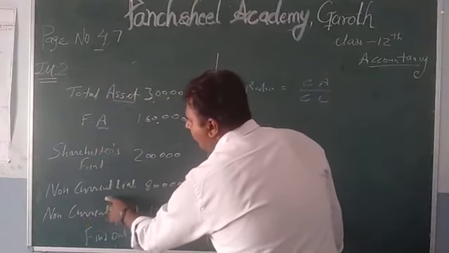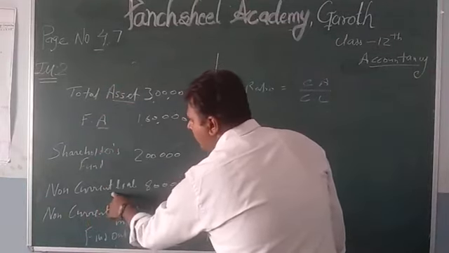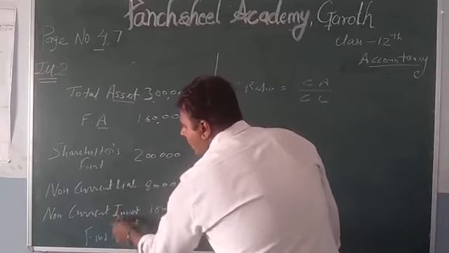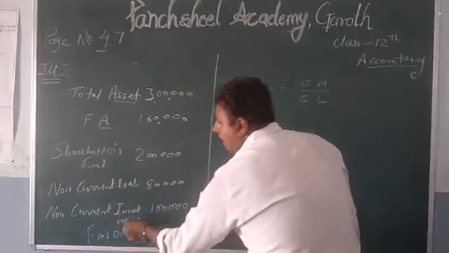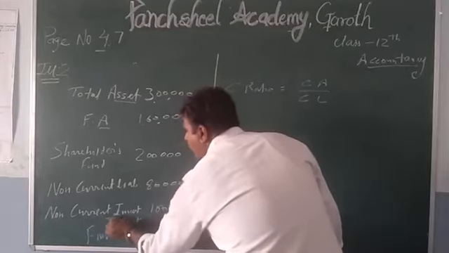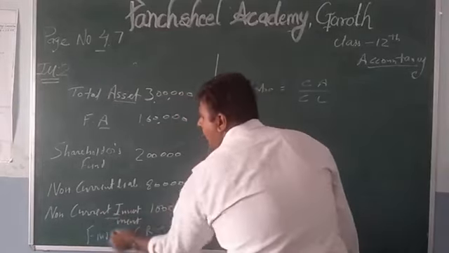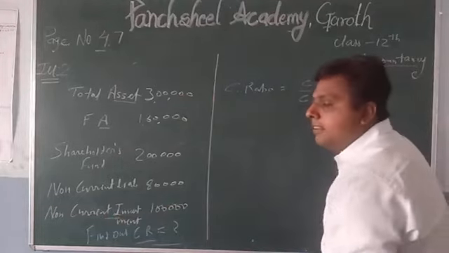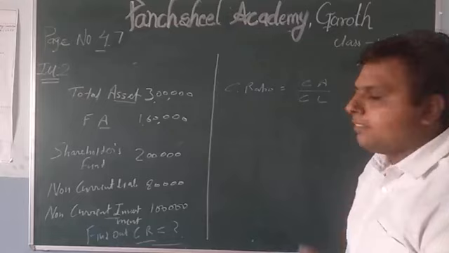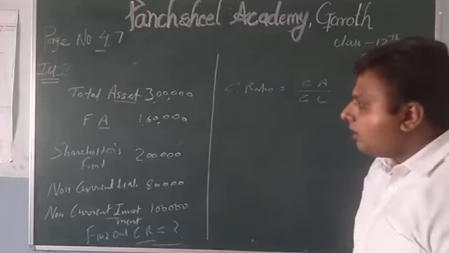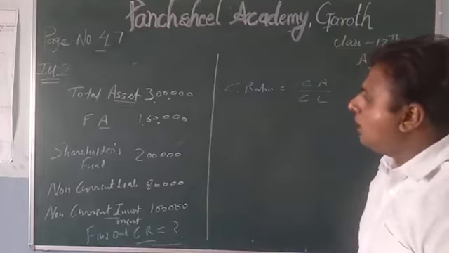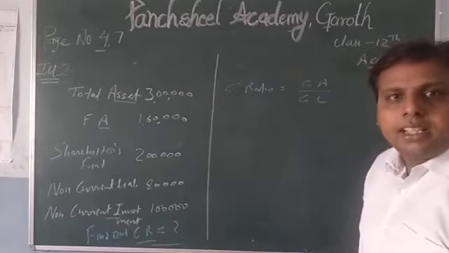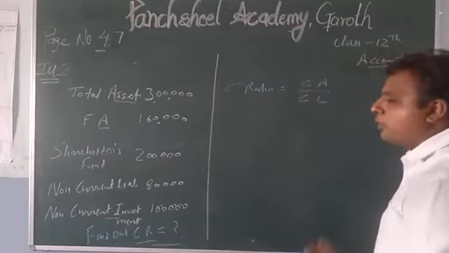This is liability, shareholder fund. And this is non-current liability, 80,000. Non-current investment is also not a current asset. But fixed assets are given to us. That means a clue is given. In this question, a clue is given to us to find the current asset. Let me show you.